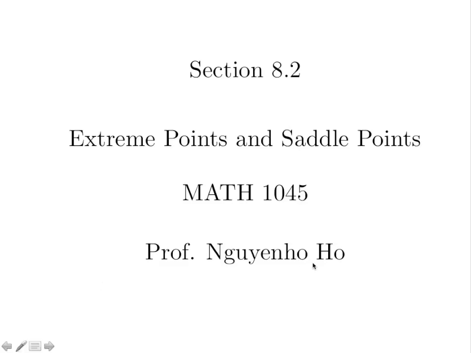Hello everyone, let's take a look at section 8.2, extreme points and saddle points. In this section we're going to take a look at the technique of how to find the extreme points and saddle points using partial derivatives. To find extreme points and saddle points, the first thing you need to do is to find critical points, and then you use a test called the determinant test to classify the critical points to see if the critical point is a relative maximum, relative minimum, or a saddle point.